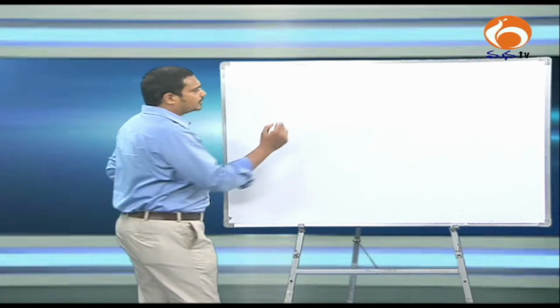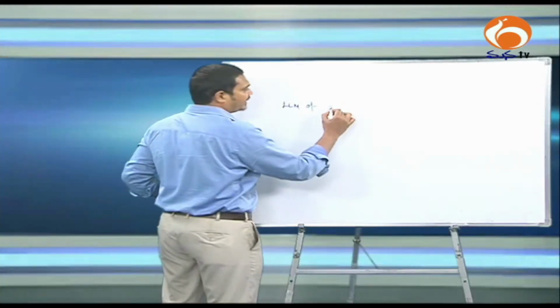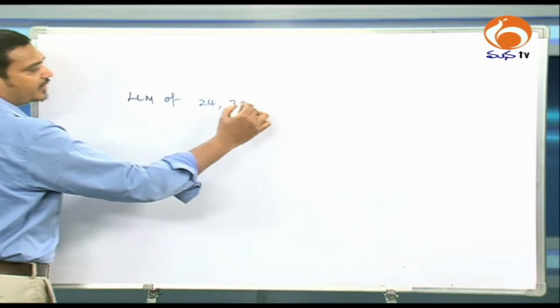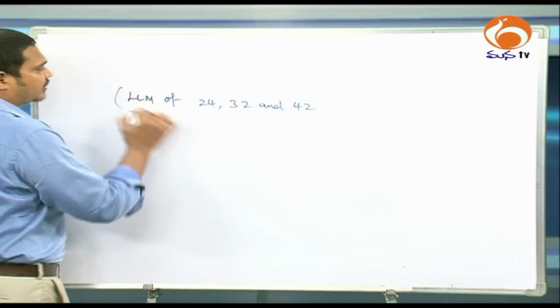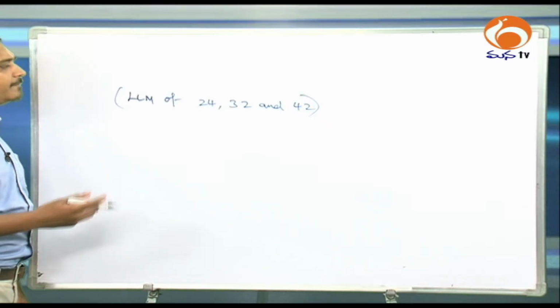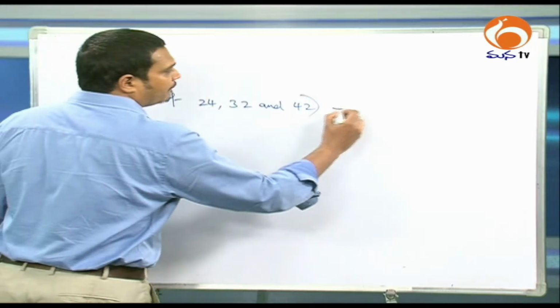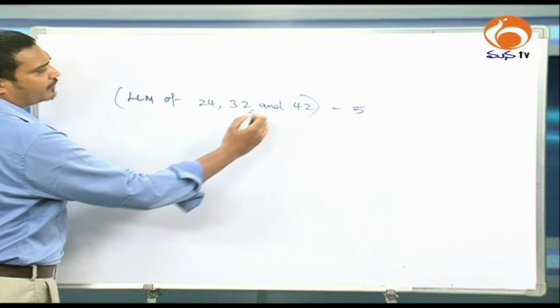It is so simple. First thing, the LCM of the numbers given here. Let's find out the LCM of 24, 32 and 42. So when this number is divided by 24, the remainder is 5, and when divided by 32, the remainder is 5, and when divided by 42 also 5. So I'm just going to subtract that 5 in order to make it neutral. Then you get exactly 0. So in such a case, the LCM of 24, 32 and 42.